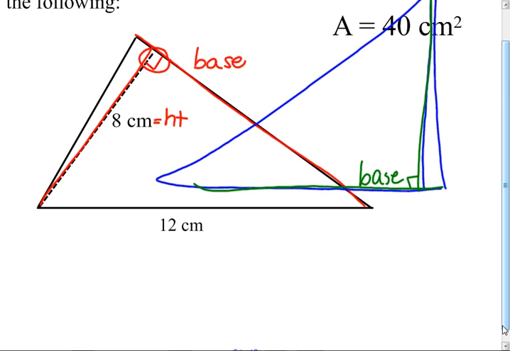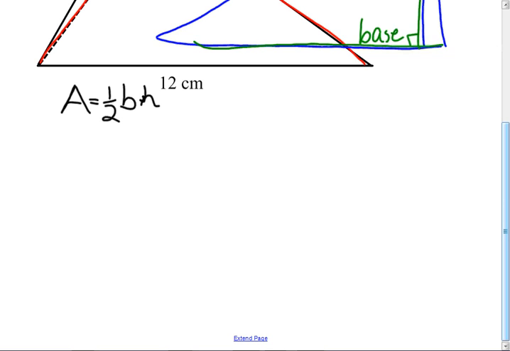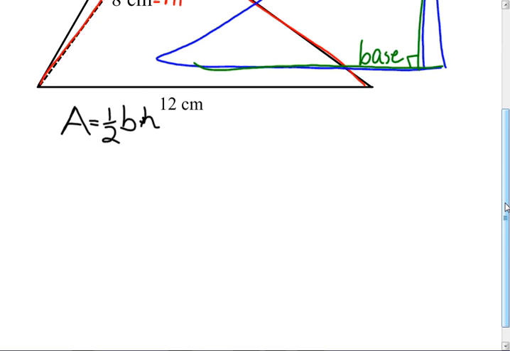So I'm going to write the formula down. So area equals 1/2 base times height. Hopefully you're ahead of me. And I'm given that A equals 40. So where do I put the 40? I put it in for A, not the base or height. So just be careful. So 40 is equal to 1/2.